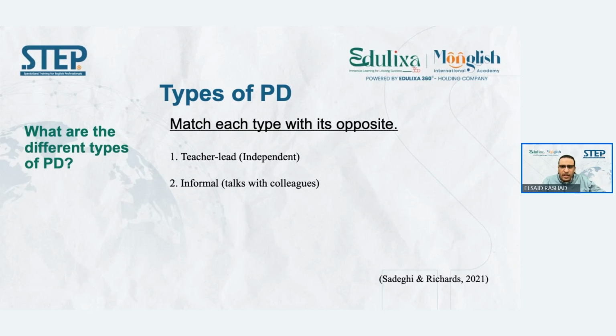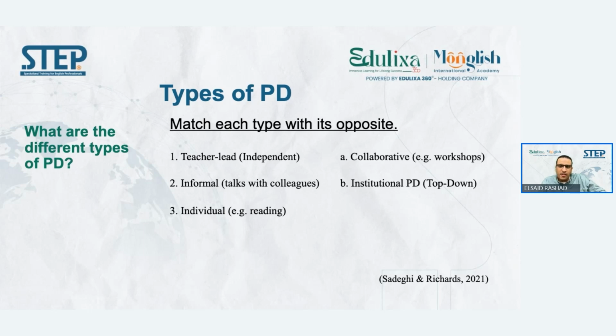The third type is individual professional development, like reading a book, attending an online webinar, or watching a video on LinkedIn or YouTube. These are three types, and I have three other types that I want you to match with. I'm going to give you a couple of minutes. You don't have to type everything in the chat. You can just type the number and the letter.